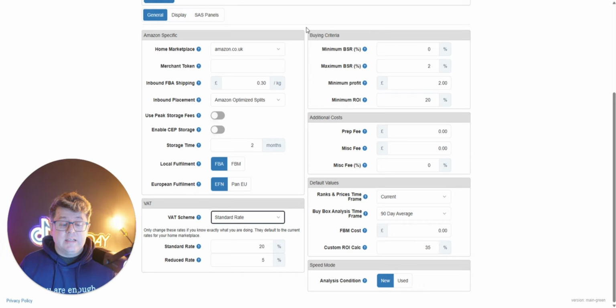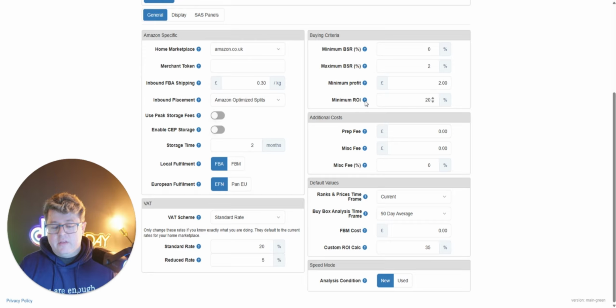The buying criteria is an important one as well. It's entirely up to you of how you want to set that up and how much minimum profit you want to make. This one is really important for when you're actually working out your max costs and you're looking and sourcing your products. So it is important. These will highlight in a red colour when you're looking at your profit calculator when analysing a product. But for me, my settings are £2 profit.